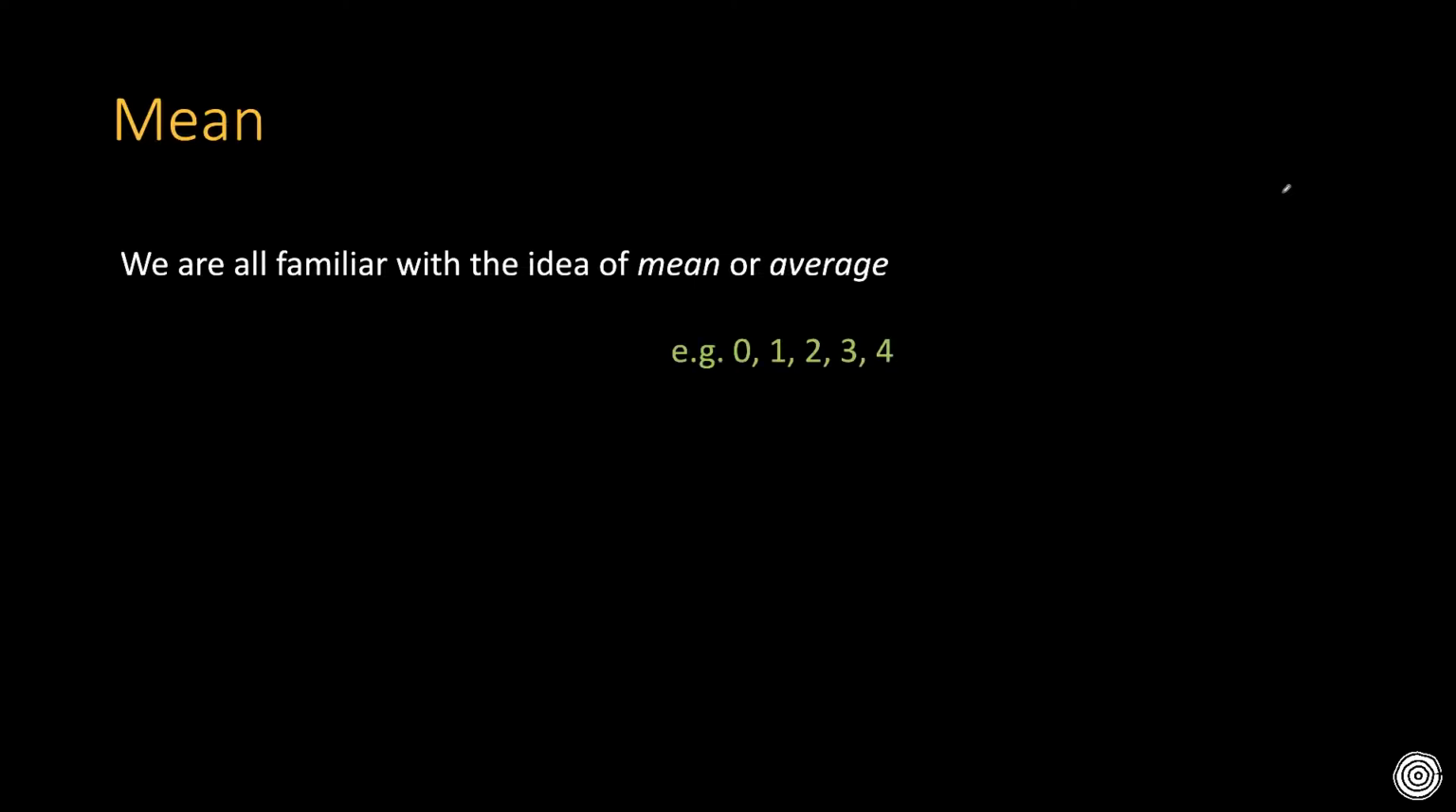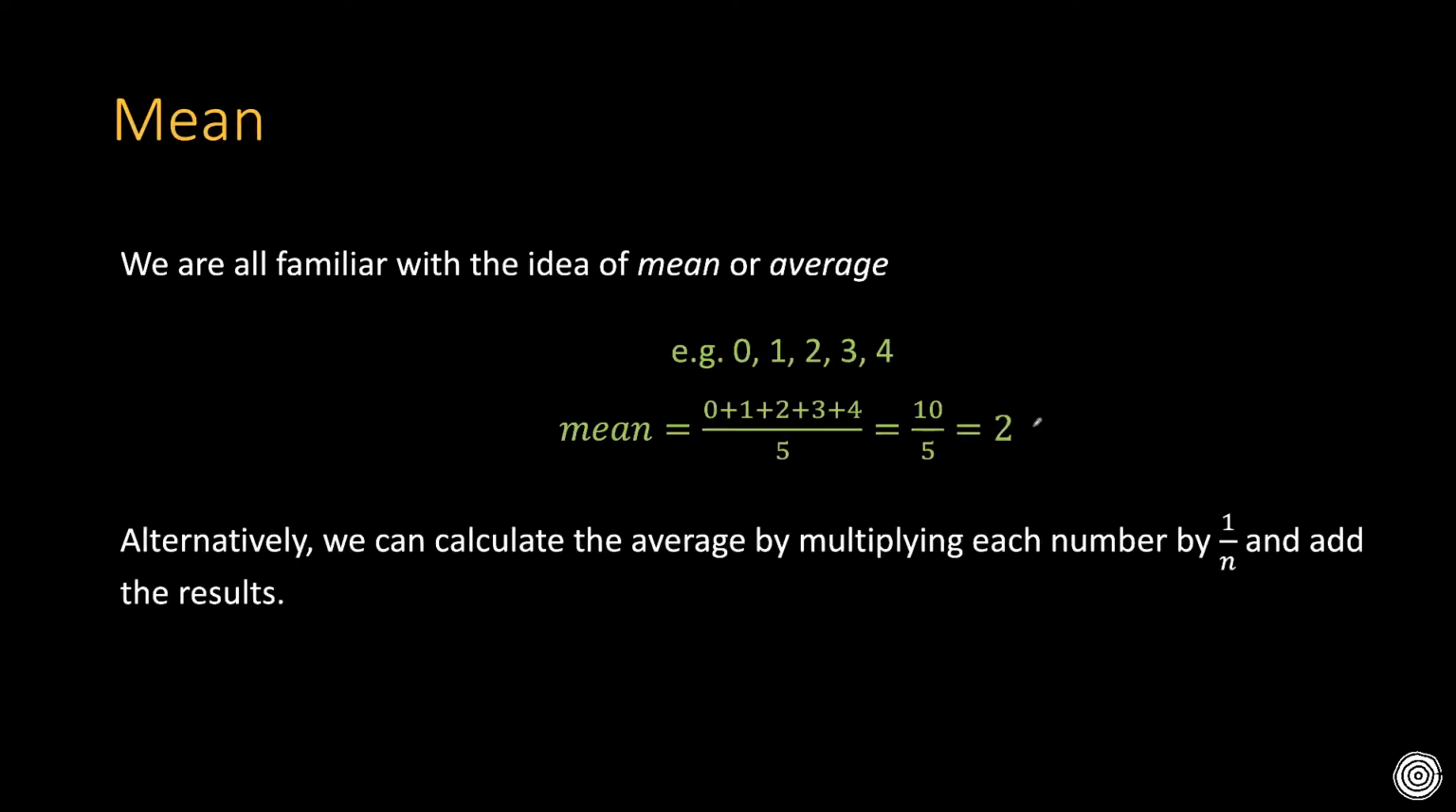Let's say I've got the numbers 0, 1, 2, 3, and 4. If I wanted to find the average of that, I'm just going to simply add up all those numbers together and divide it by the number of digits that I've got. So in this case, I will do 0 plus 1 plus 2 plus 3 plus 4, and I'll divide it by the number of terms there are. And in this case, there are 5 numbers altogether, and that leaves me with 10 over 5, which is equal to 2. Straightforward.